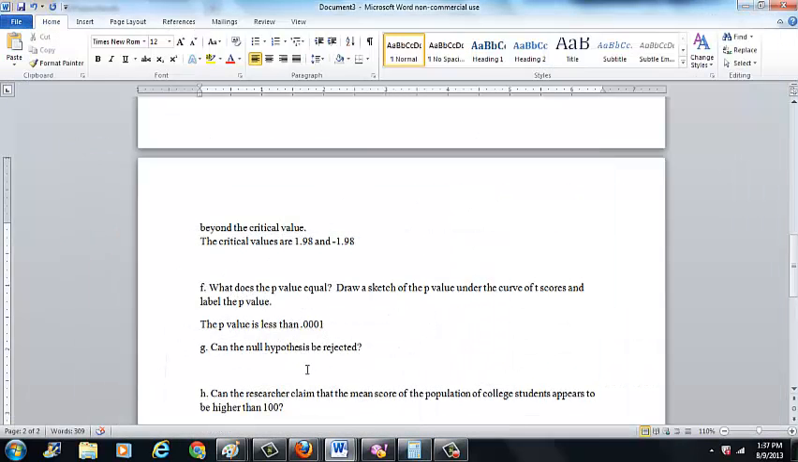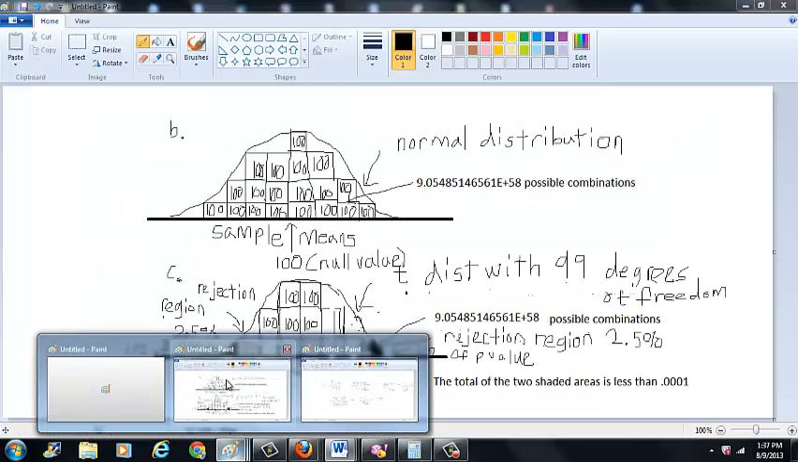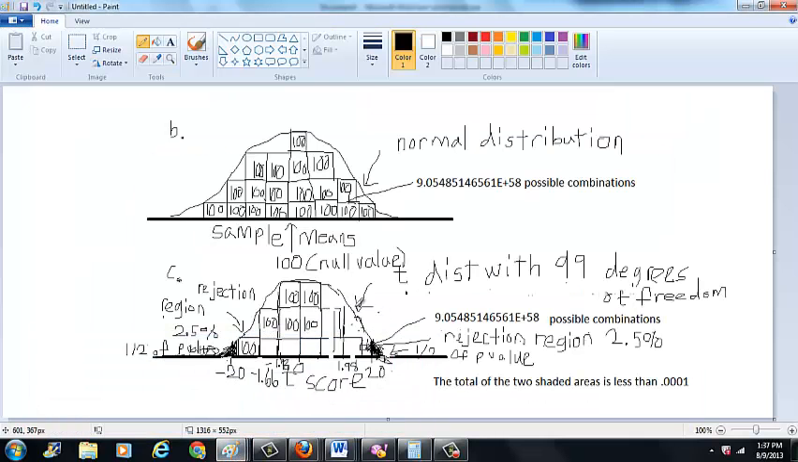Can the null hypothesis be rejected? The answer would be yes, because our positive critical value is 1.98. And when we compare our t-score, which ended up being positive 20, to the positive critical value, our t-score ends up being above the critical value. It ends up in the rejection region, and also our p-value is less than 0.05, which means we can reject.